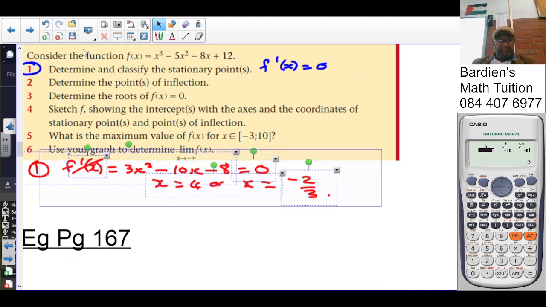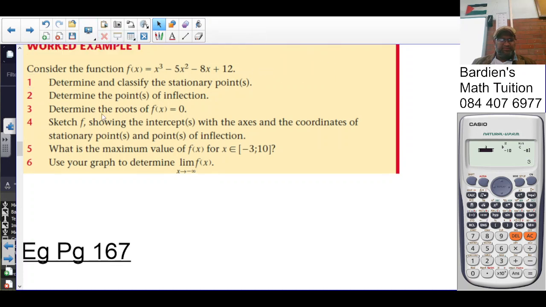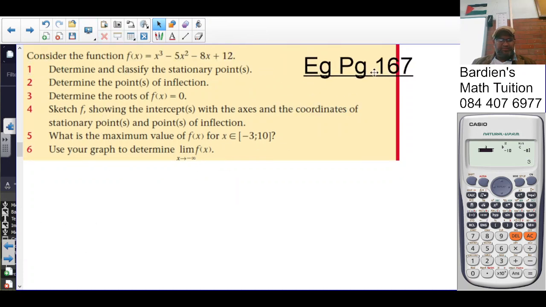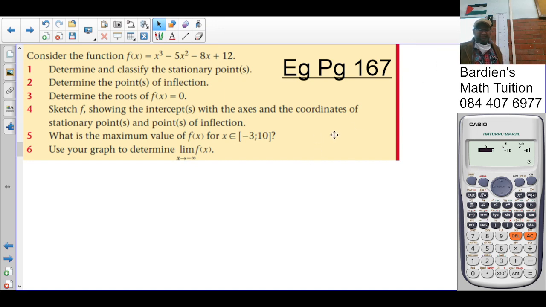Okay, let's start again. Example 1 on page 67, we are told to consider the function f of x equals x cubed minus 5x squared minus 8x plus 12. The first question says determine and classify the stationary points. So stationary points to us are turning points.